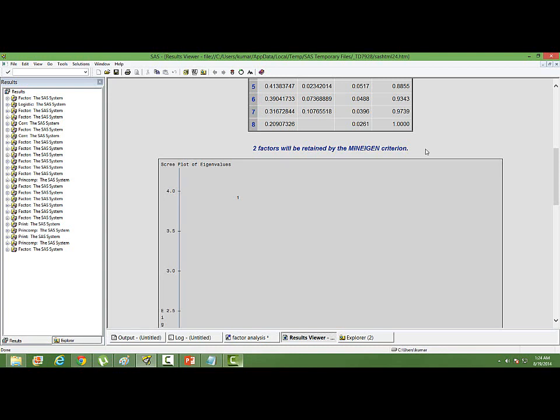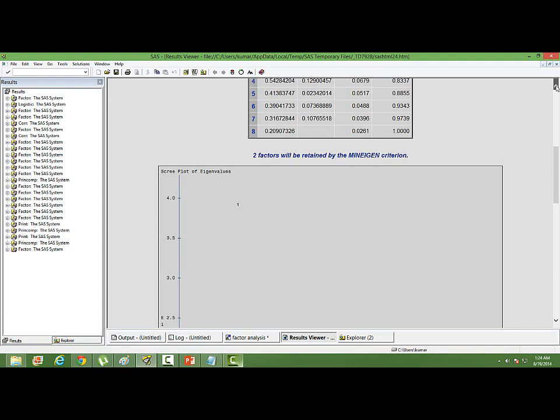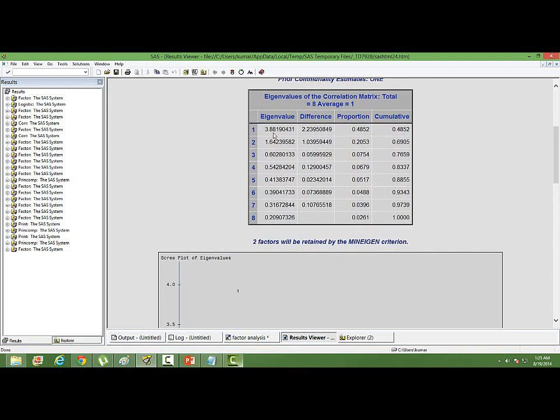What is the Minigen criteria? It says that if the eigenvalue is greater than 1, then only it is retained. So in how many cases is your eigenvalue greater than 1? Only the first component and the second component. In the rest of the components, your eigenvalue is less than 1. What is an eigenvalue? Eigenvalue is nothing but the variance of the principal component, and the criteria is that the eigenvalue should be greater than 1. Only the first two are greater than 1. Hence, we will be retaining only two principal components.